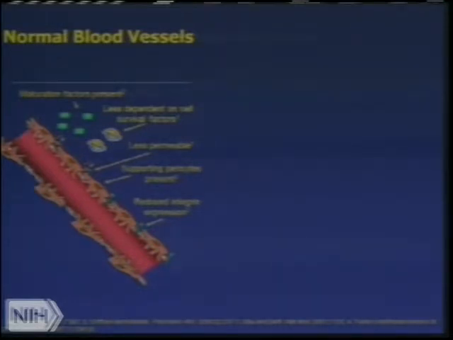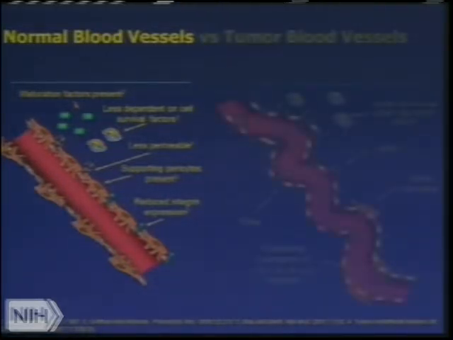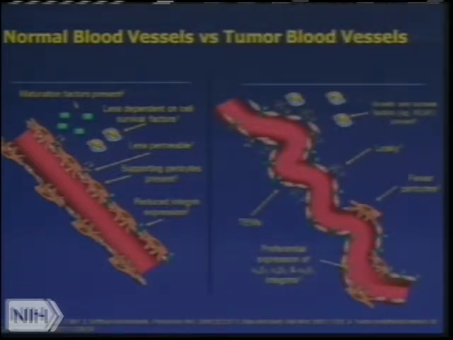I'm not sure you're familiar with these cells, pericytes, but pericytes cover the endothelial cells in the vessels and stabilize vessels. They have, for instance, a reduced integrin expression. They are very tight. Normal vessels are not leaky. We're not losing blood all over our body. They're really tight vessels.